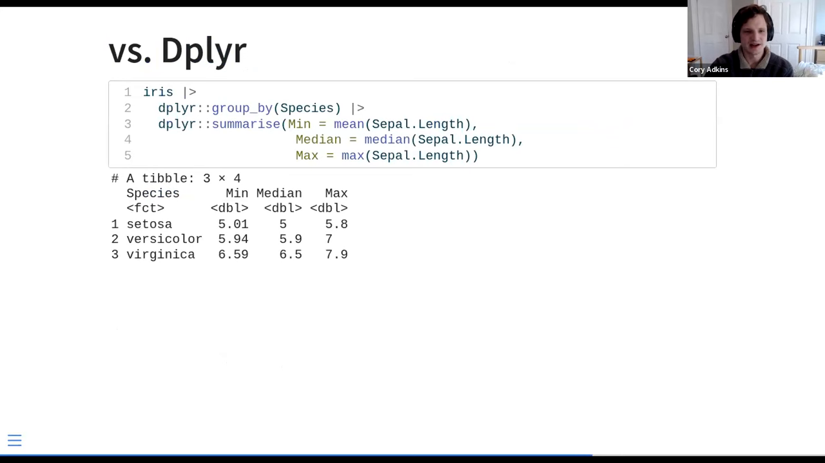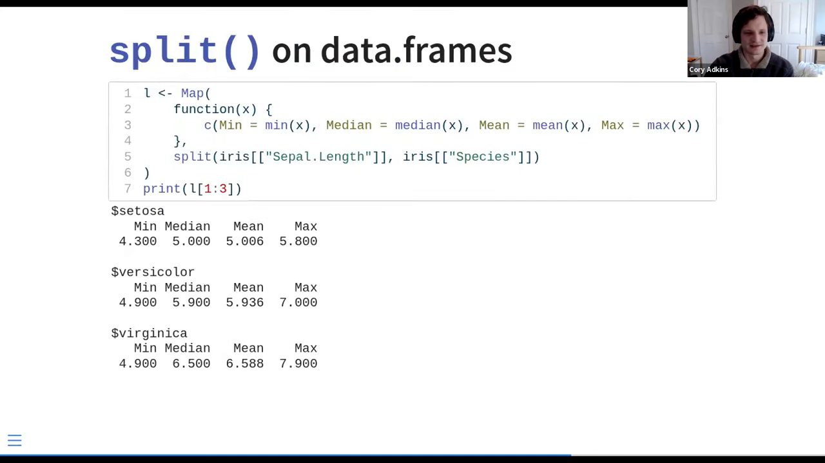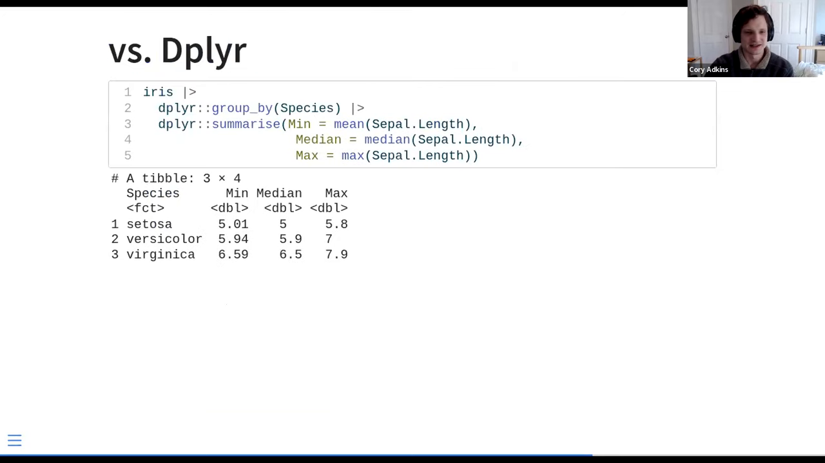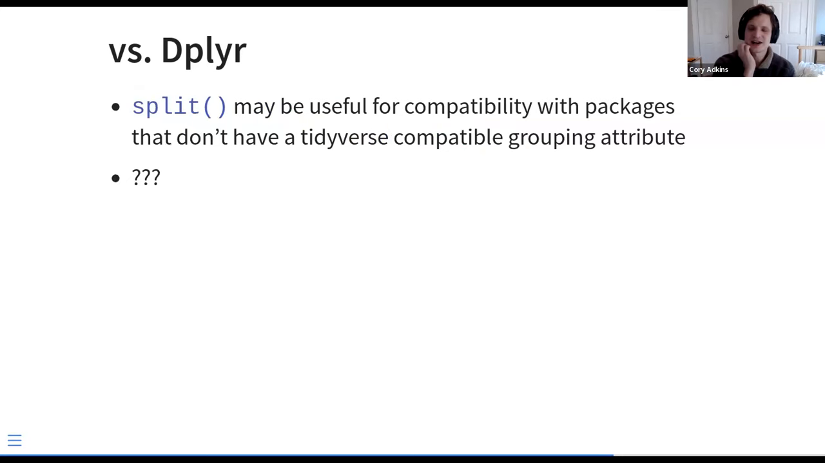And here's the same thing with dplyr. I guess I left off the mean in this one, but same deal. This returns a tibble instead of a list, which probably is generally more useful. And I think it's a good question, like Olivia was just talking about, why would we want to use split when we have these other packages? Sometimes I have run into packages outside the tidyverse that don't have a method for the group by tidyverse function. And so then split is useful because it allows you to mimic that functionality. I don't know why else you would use it.